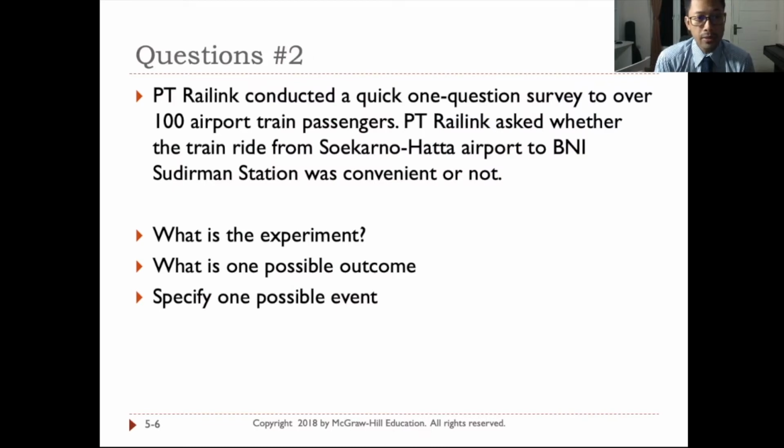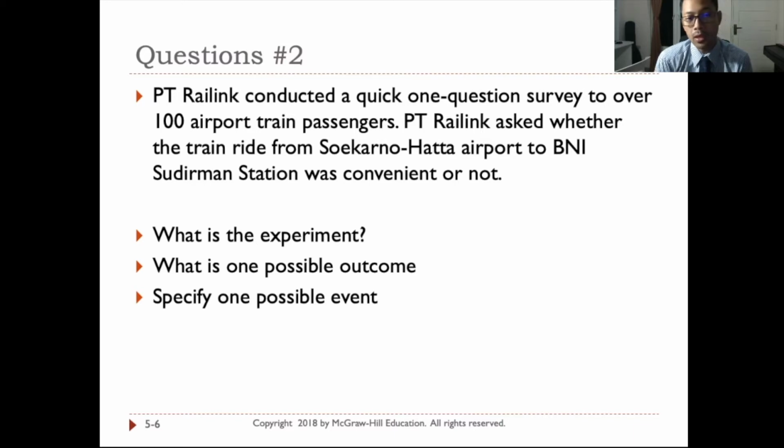Okay, so let's go back to the question on PT Railing that we discussed several slides back. PT Railing conducted a quick one-question survey of over 100 airport passengers. PT Railing asked whether the train ride from Soekarno-Hatta Airport to BNI Sudirman Station was convenient or not. So what is the experiment? Well, in this case, the experiment is choosing 100 airport train passengers in a random manner.